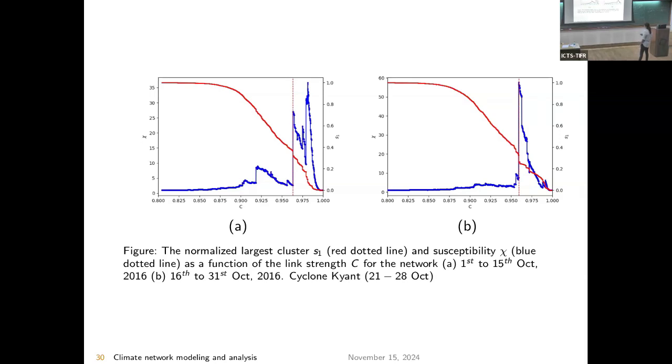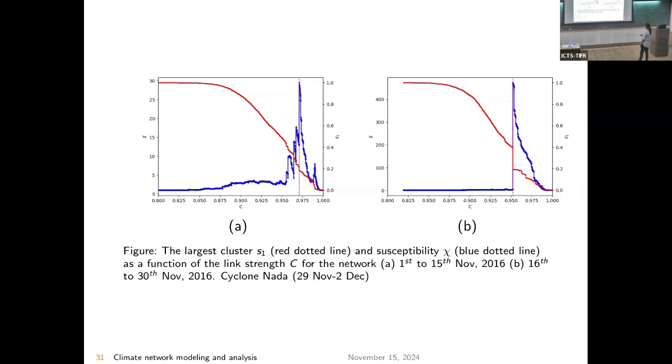So this is for cyclone Kant. This is for cyclone Nada. Again, it was from 29 November to 2nd December. There is no shadow of the cyclone in the first 15 November network. So you see the scale difference. Again, there is a scale difference.